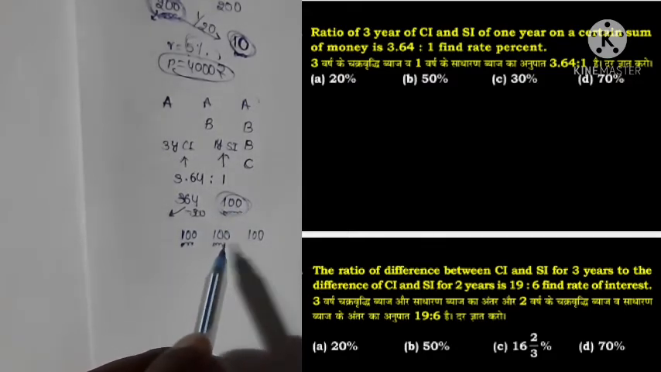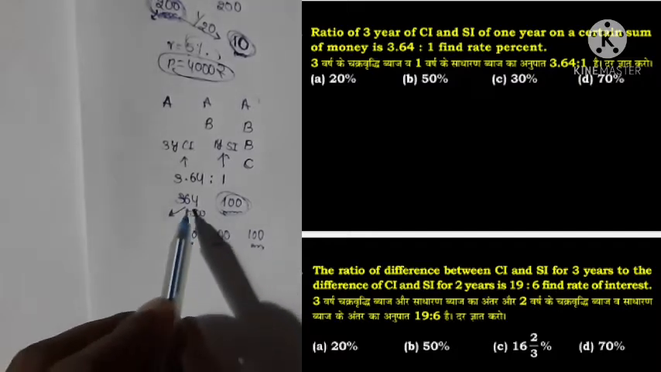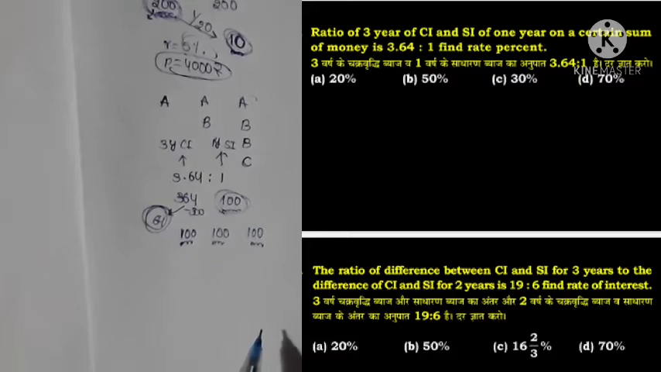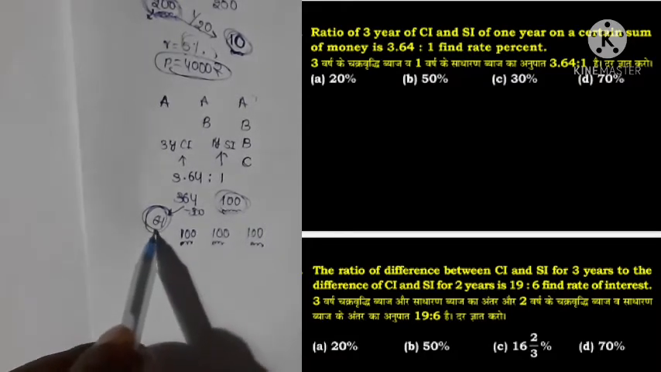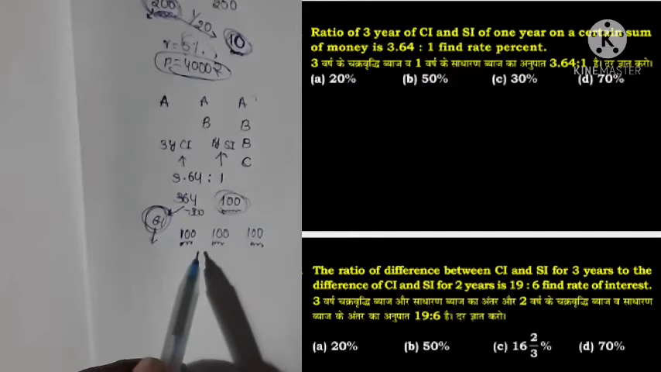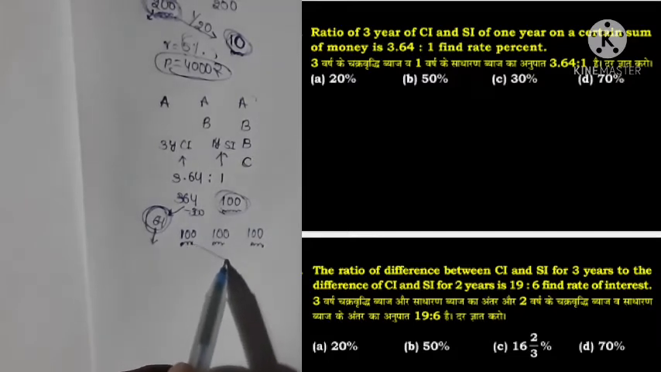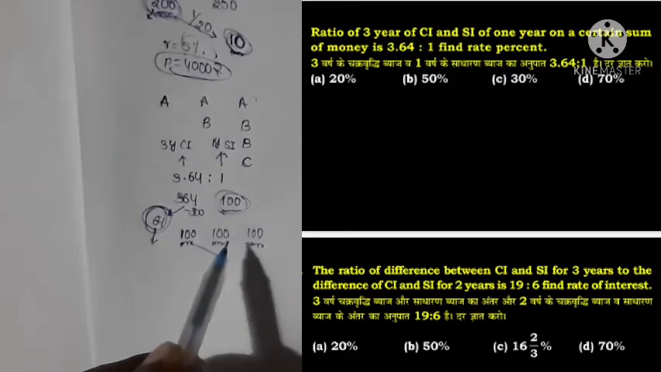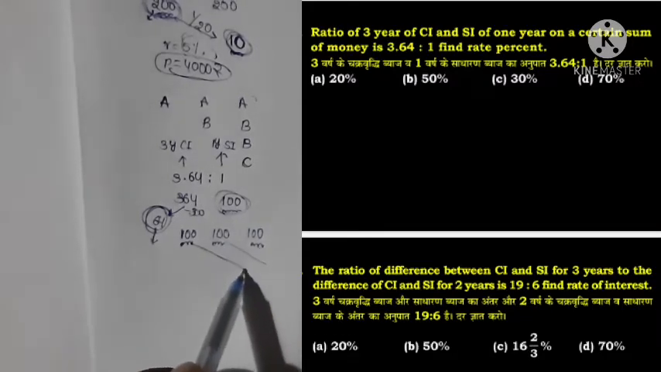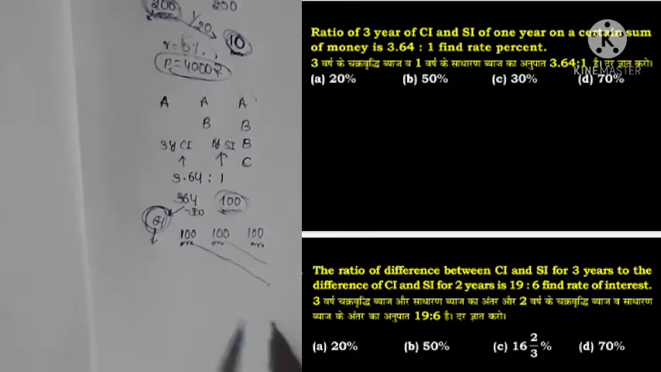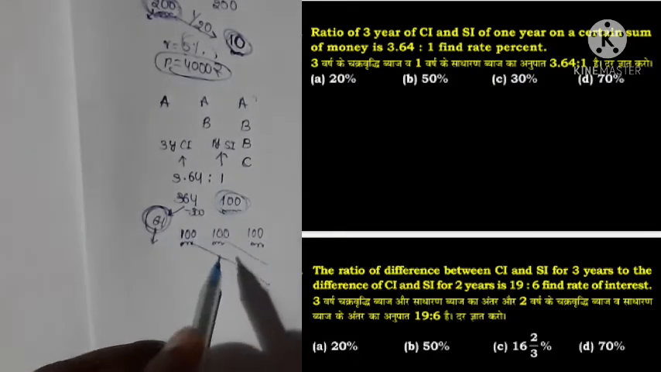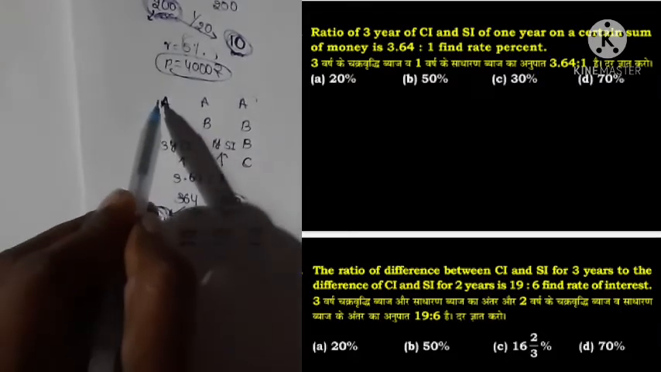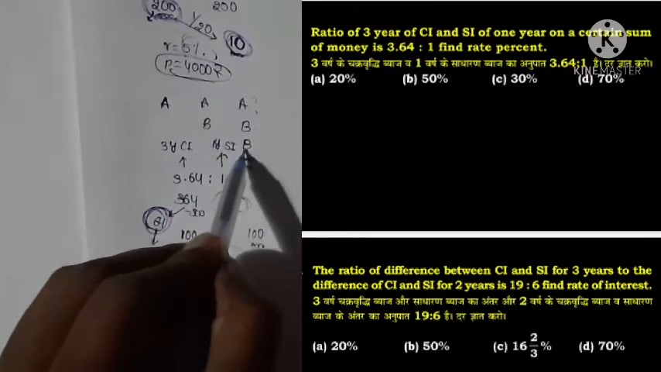For second year 100 and third year 100. So the remaining amount is 64 rupees. So 64 rupees is the compound interest. So 64 is interest on 100, next year interest on 100, and interest on this one. So 64 is of the form 3B plus C.